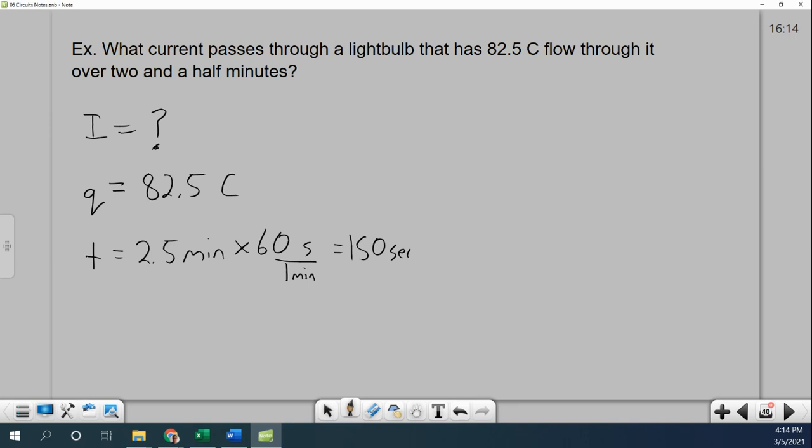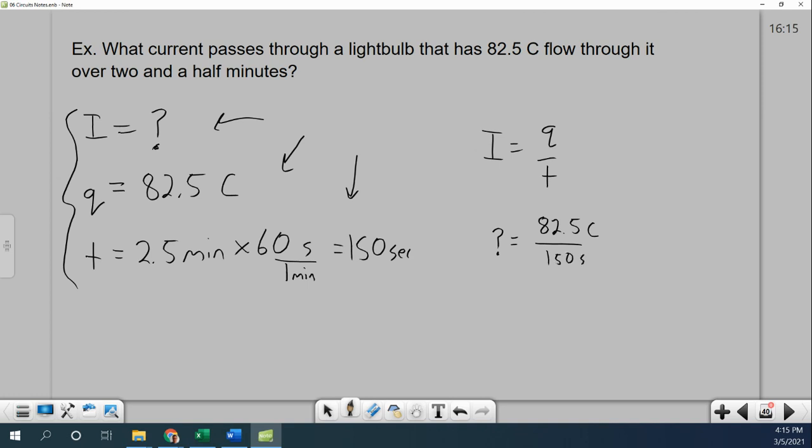All right. So now I know what I need to find and the bits of information I've got. I got 2 out of 3. That's good enough. I can work with that. Do I know a formula that has I and Q and T in it? Well, I hope so. We've only learned one formula, so it better work, right? So I, which I don't know, equals Q over, oh, whoops, that's coulombs, not Qs, over T. And so that's literally what you do. 82.5 divided by 150.